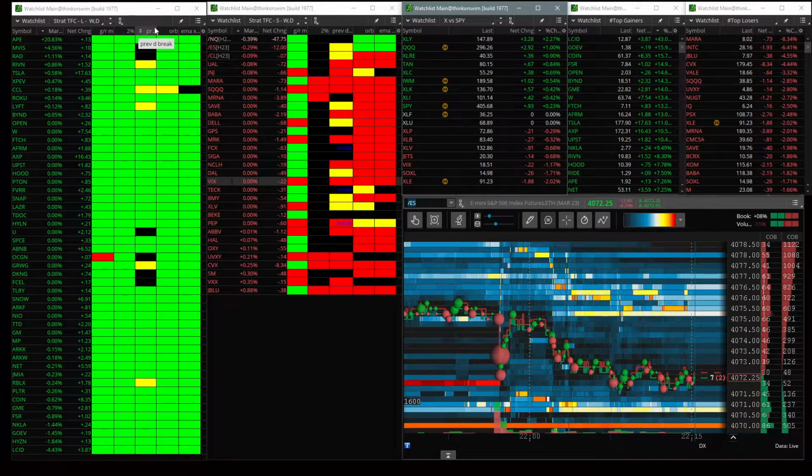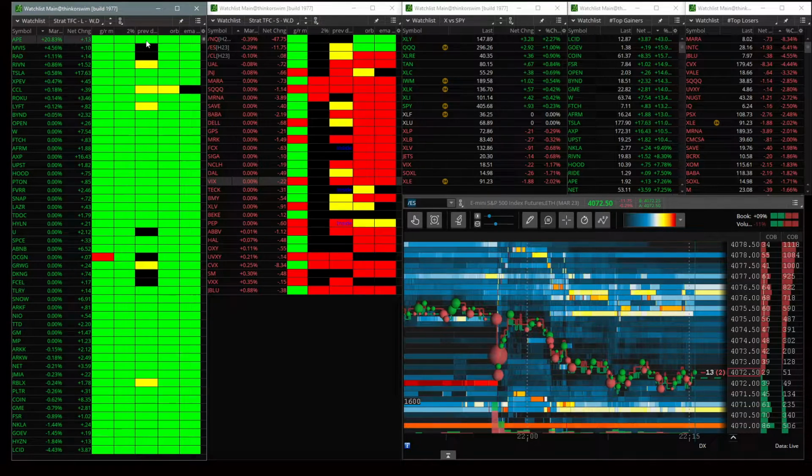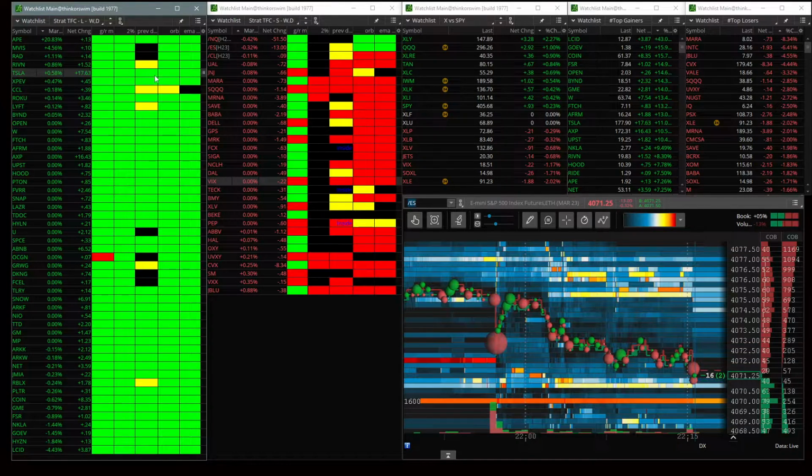The previous day break, or the PREVD, this means is it above the previous day's high? Okay. If it is currently trading above the previous day's high, then it will be green. If it is not, it will be black. And if it is getting close to the previous day's high, it will be yellow.